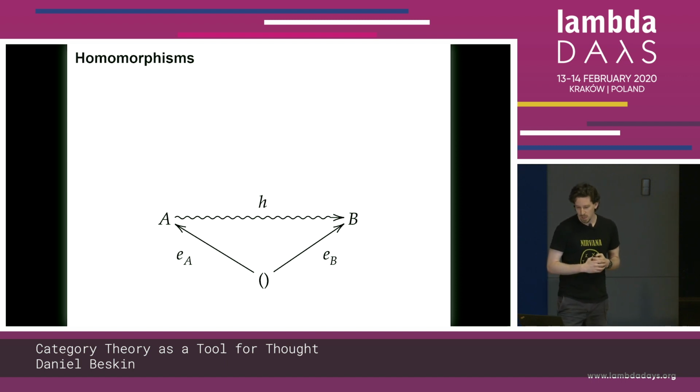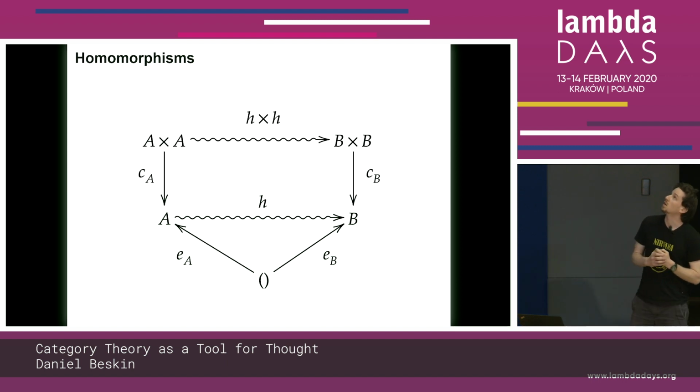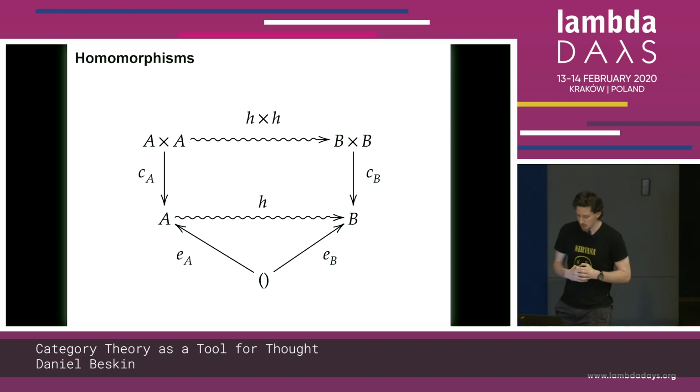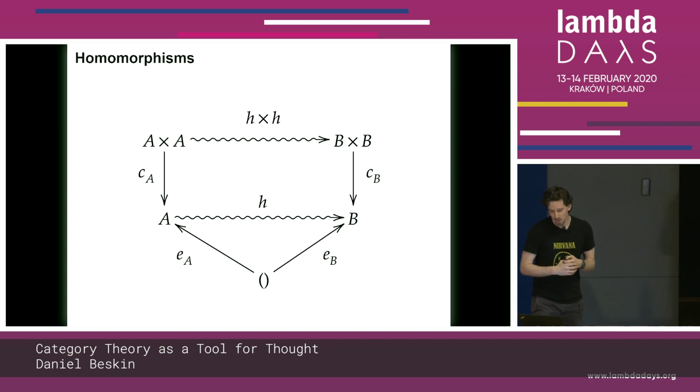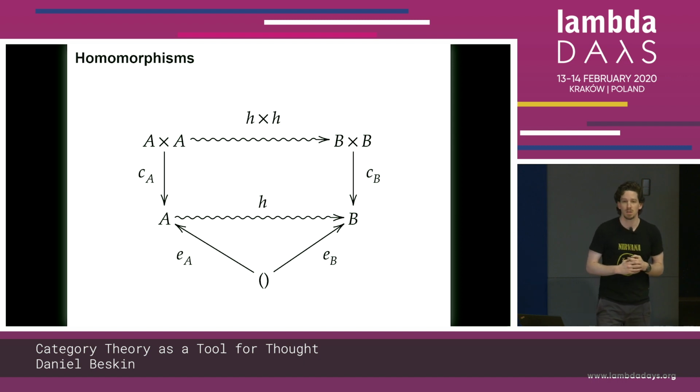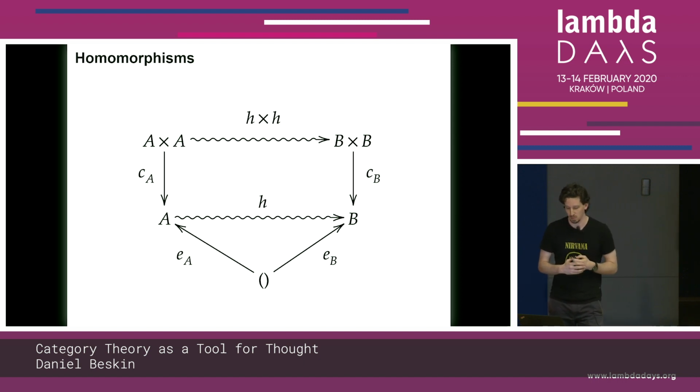It should also respect combination. So given that we have two values, if we combine them and then apply h, it's the same as first applying h to each element and then combining them using the combination function of B. Again, this diagram commutes, so it doesn't matter what order we use for combination. So any function that makes this whole diagram commute is called a monoid homomorphism.